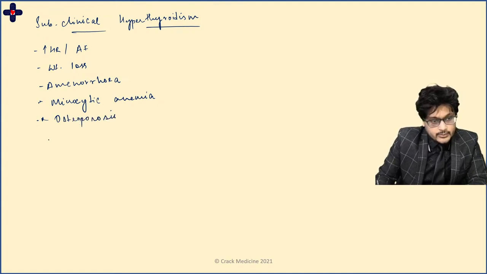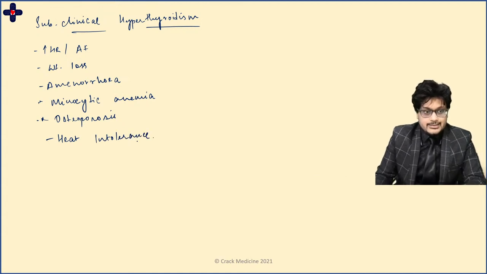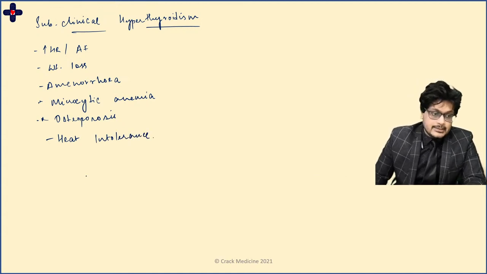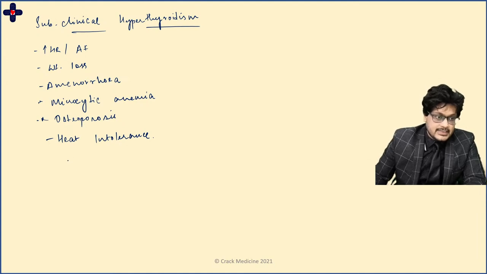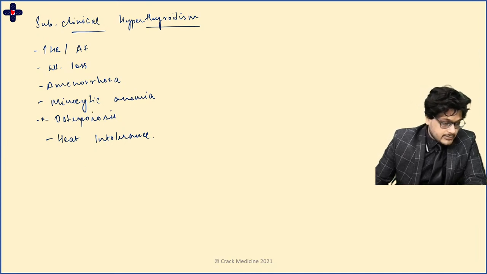And most of the question stem will also mention heat intolerance in cases of hyperthyroidism, so be wary of that. Cold intolerance is in the case of hypo and heat intolerance is in the case of hyper, so everything gets increased in hyper except your menses. Okay, so there's an amenorrhea over here, and obviously osteoporosis is the right answer.